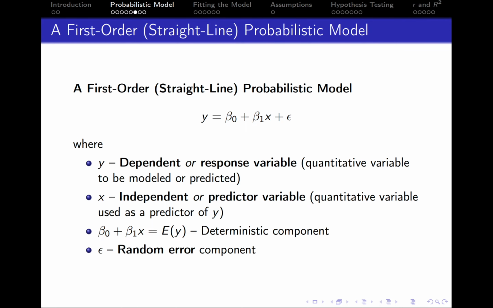And here is a first order or straight line probabilistic model. y, which we will from now on call the dependent variable or response variable, is a function of beta 0 plus beta 1 x, where x from now on will always be called the independent variable or predictor variable, plus epsilon, which is the random error component. Since epsilon is the random error component, that means beta 0 plus beta 1 x is nothing but the deterministic component.